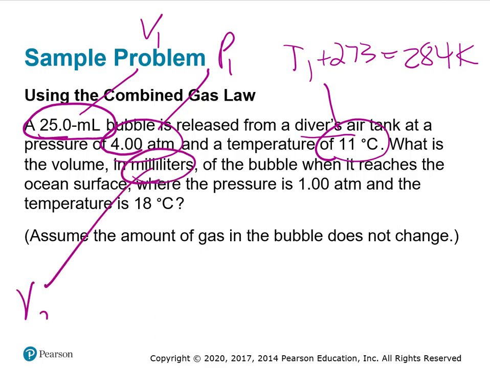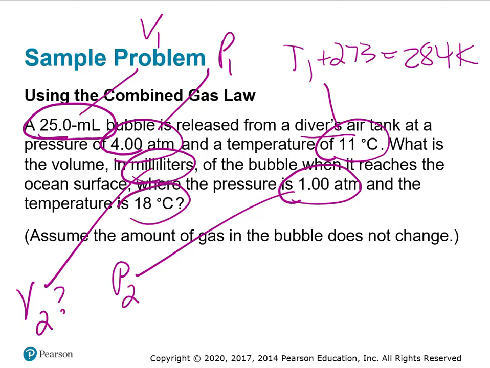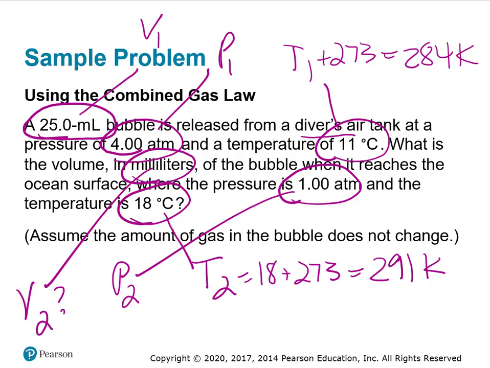Okay, so it's asking me to find V2 of the bubble when it reaches the ocean surface where the pressure is 1 atmosphere, so that's P2, and the temperature, T2, is 18 degrees Celsius, so 18 plus 273, which would be 291 Kelvin. The amount of gas does not change. So we know the initial volume, pressure, and temperature, and we know the pressure and temperature that it changed to. So we can solve for V2.